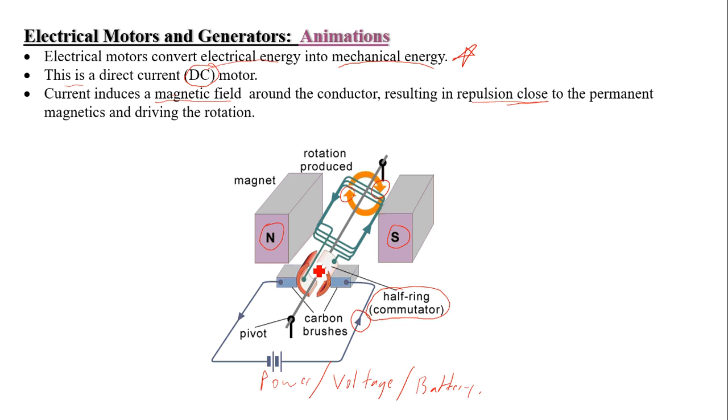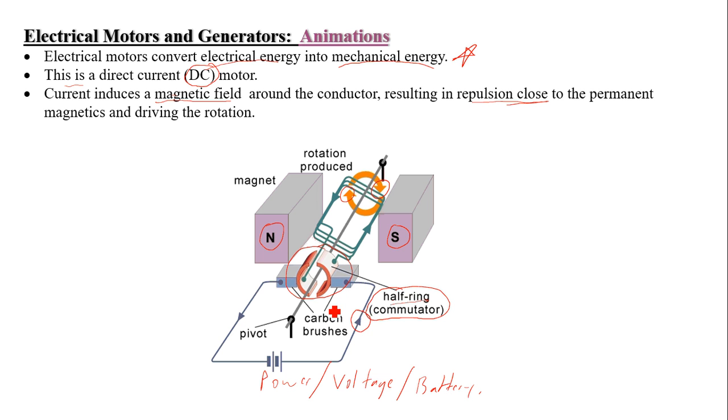So this kind of motor does have this ring here, which is called a split ring or a half ring, and this is the indication you're looking for to show that this one is a DC motor.